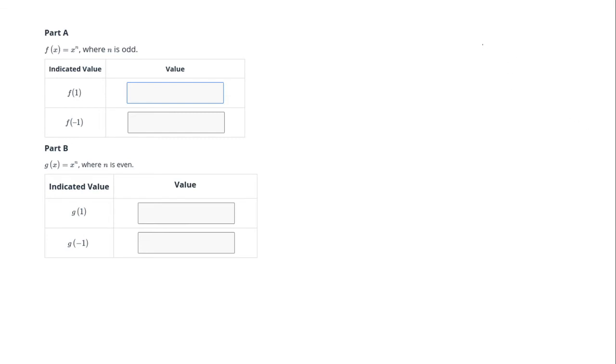We're given f of x equals x to the n, where n is odd. So for this one, if you don't know the general formula and what the result is, you can pick your favorite odd number. And not to make it too complicated, we're gonna pick n equals 1. Okay, so f of x is just x to the first power. So if I plug in x equals 1, I get 1. If I plug in x equals negative 1, I get negative 1.